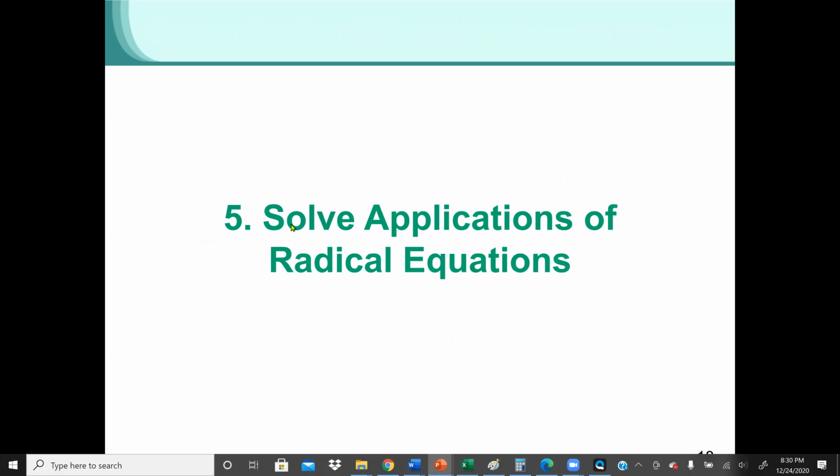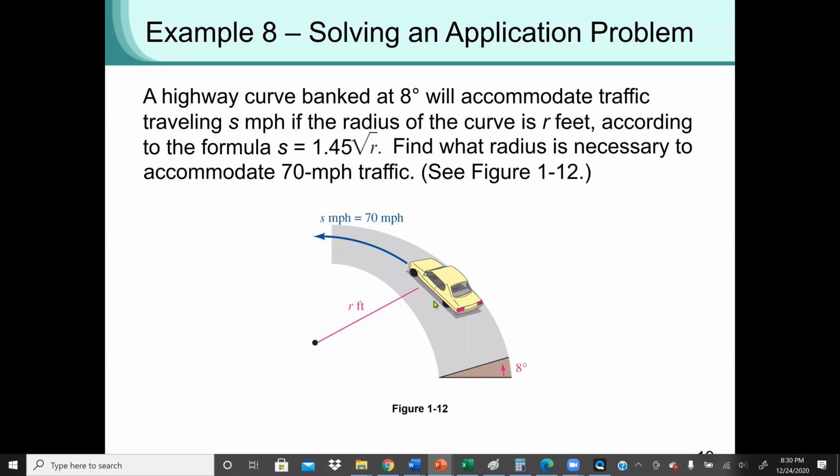Now the last example, let's solve applications of radical equations. So here we have a highway curve. Banked at 8 degrees, it will accommodate traffic traveling s miles per hour if the radius of the curve is r feet. According to the formula, s equal to 1.45 square root of r. So find what radius is necessary to accommodate 70 miles per hour traffic.